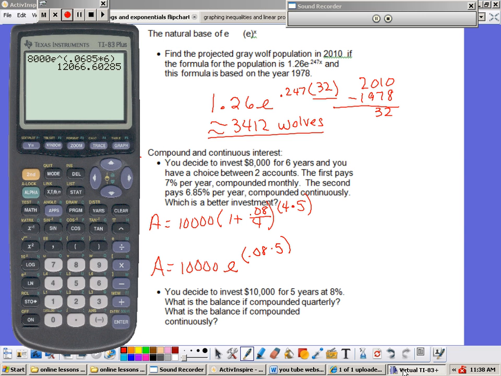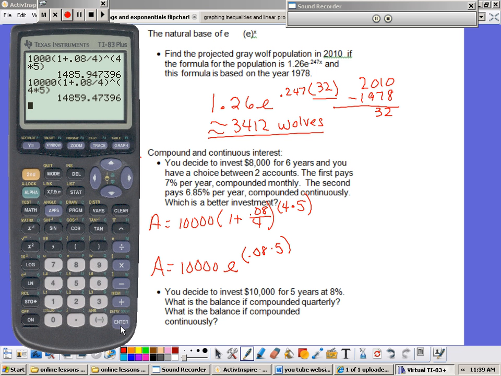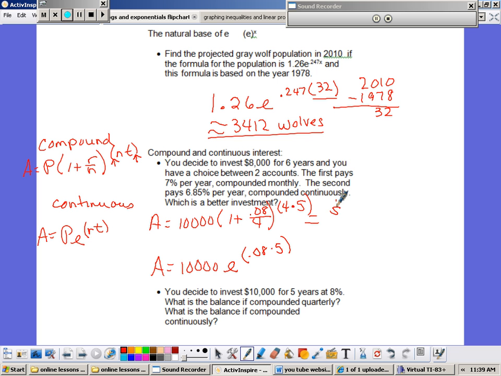Okay, so let's see what we get here. 10,000, 1 plus 0.08 divided by 4, raised to the 4 times 5. Oh, I forgot a 0. See how you can tell if you did something incorrectly? Because it made no sense. $14,859.47 is compounded quarterly.